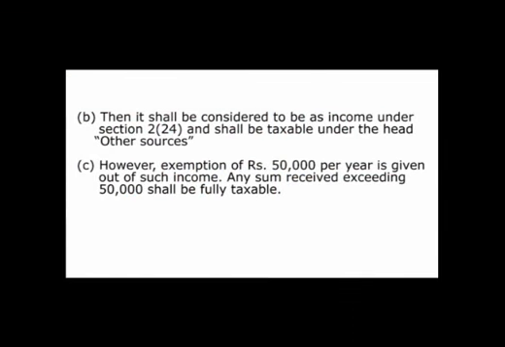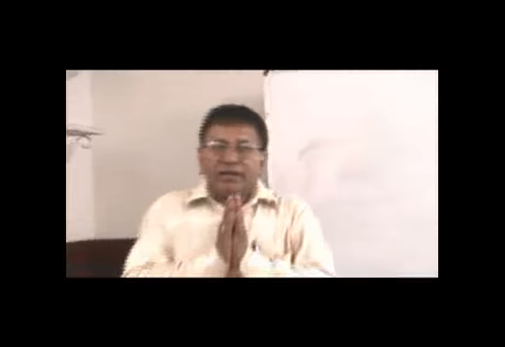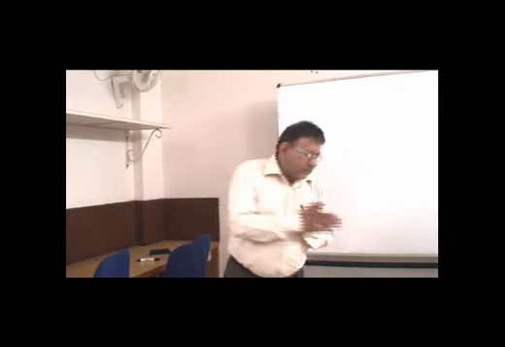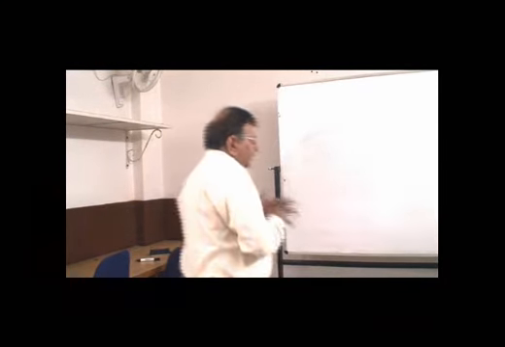Now, however, the exemption of rupees 50,000 per year has been given under the provisions of the Act, but if any person receives an amount exceeding 50,000, then the whole of the amount shall be taxable. So the law is very clear. If you are receiving an amount up to 50,000, then the whole of the amount would be exempted. But if your aggregate amount exceeds 50,000 rupees, then the full amount shall be liable to be taxed under this head. And this particular concept can be explained with an example.